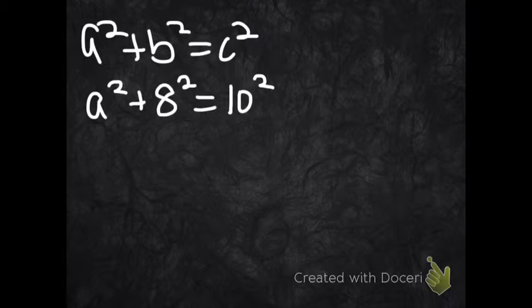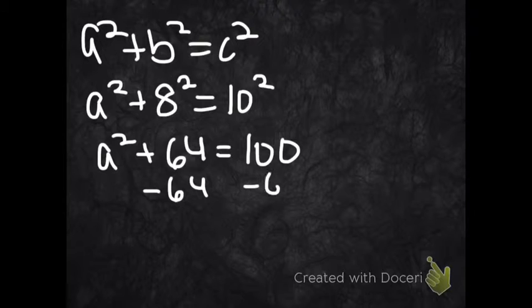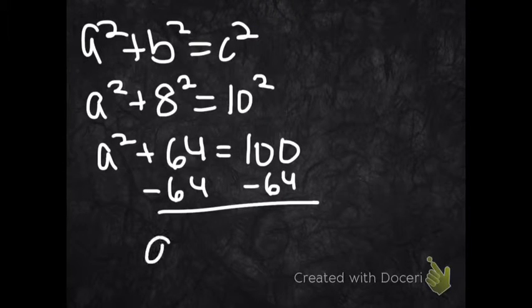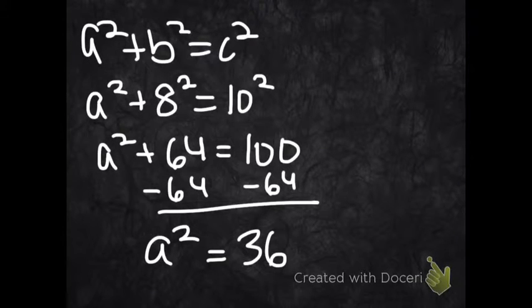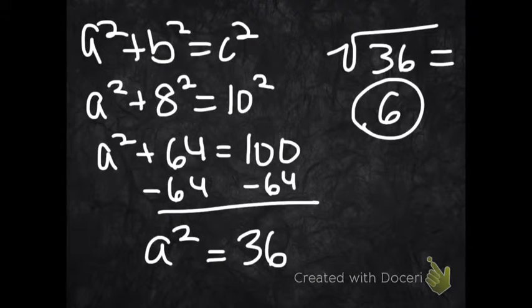So now let's simplify. A squared plus 64 equals 100. So now we must subtract 64 from both sides. So that becomes a squared equals 36. But we're not done. That needs to be simplified too. So the square root of 36 equals what? Well, the square root of 36 equals 6. So that is our answer.